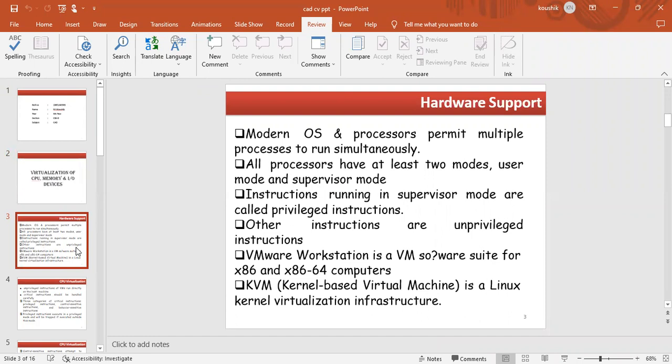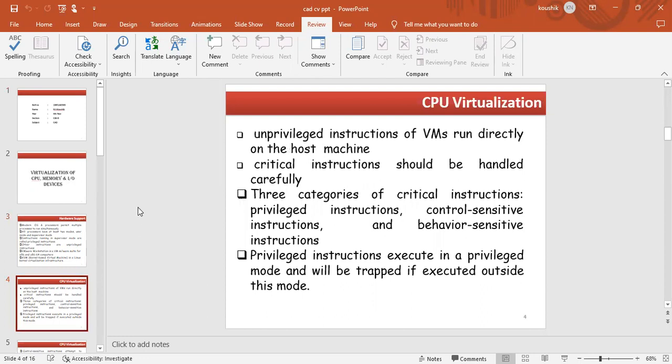VMware Workstation is a VMware VM software suite for x86 and x86-64 computers. Kernel-based virtual machine is a Linux kernel virtualization infrastructure. CPU virtualization: unprivileged instructions of VMs run directly on the host machine. Critical instructions should be handled carefully.